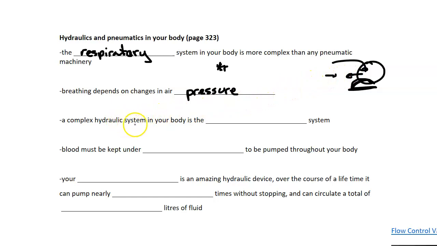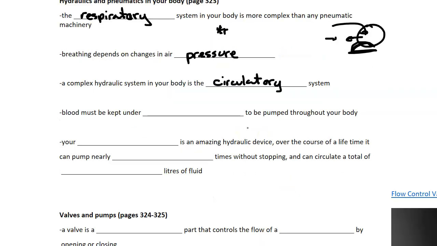Now, a complex hydraulic system in your body is the circulatory system, and this is blood pumping around the body. Hopefully, we understand that the respiratory system is open. Air comes in and out. The circulatory system is closed. We do not want blood going in or out. But unfortunately, sometimes it opens up, and that's usually not a good thing. Blood must be kept under pressure to be pumped through the body.